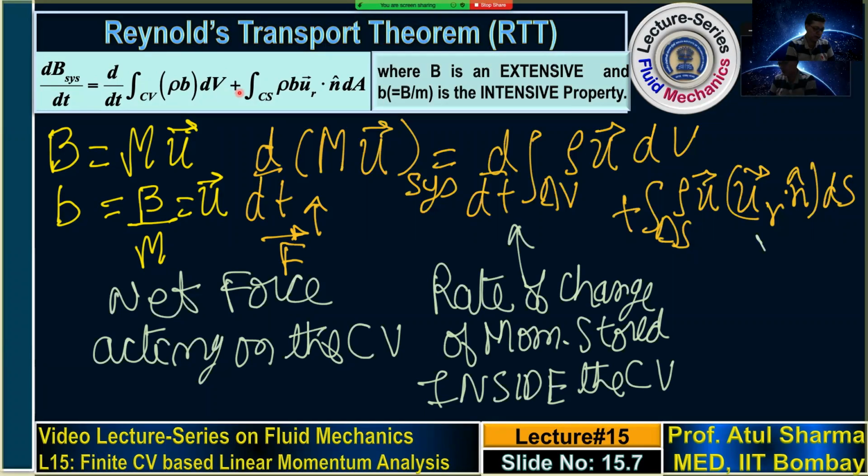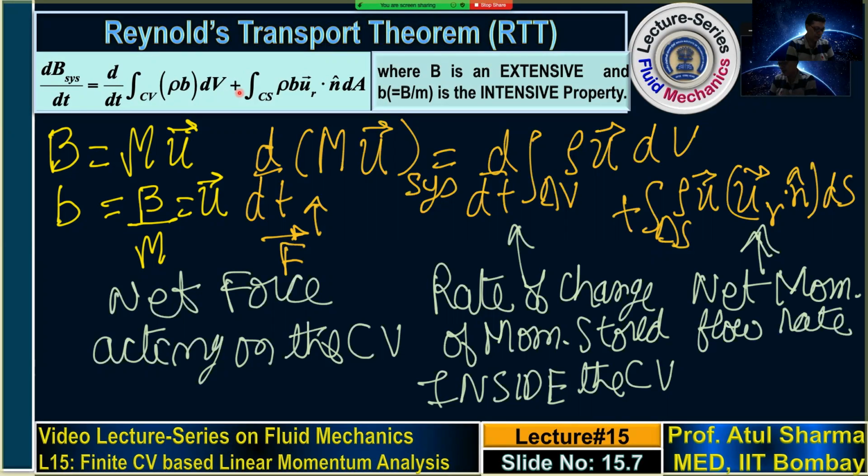And this is the net momentum flow rate across the surface of the control volume. Across the control surface of the control volume.